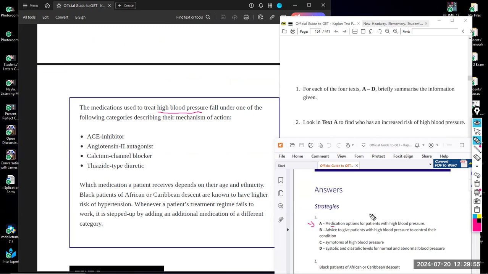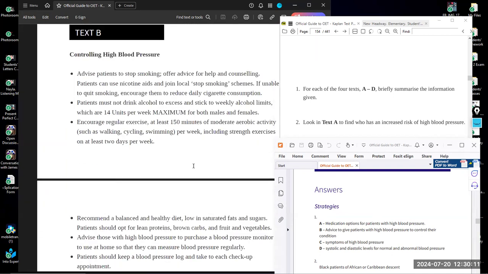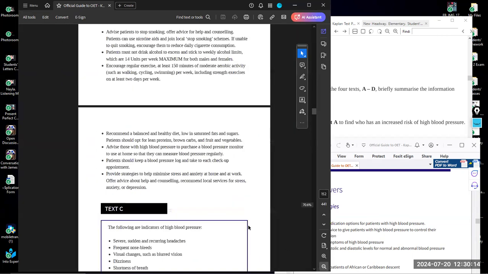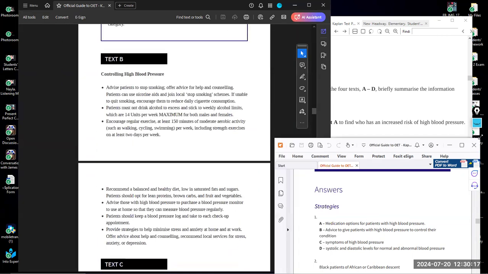Now, please try to compare the summarizations that we have here with yours and check if you really got the main idea of every passage, or maybe you had a mistake. So this is the one sentence summary of text A. Now let me show you text B. And text B now is talking about advice to give patients with high blood pressure to control their condition. So this is controlling exactly the condition, which is high blood pressure. Now it is talking about pieces of advice that are given to patients with high blood pressure.